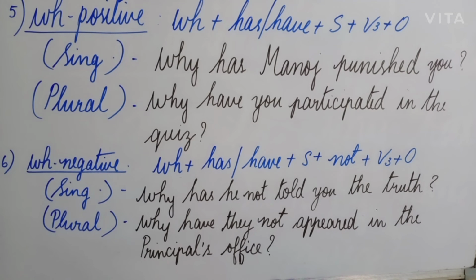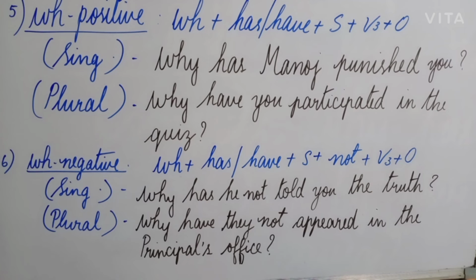Coming to the next one, why have you participated in the quiz? So in this question sentence, we have got you as the subject and then you have the supporting verb have. Why have you? Participate is the base form of the verb. There again it is a regular verb, so you just have to add ed to it and then it becomes a verb 3 form and you have the object. In the quiz is the object.